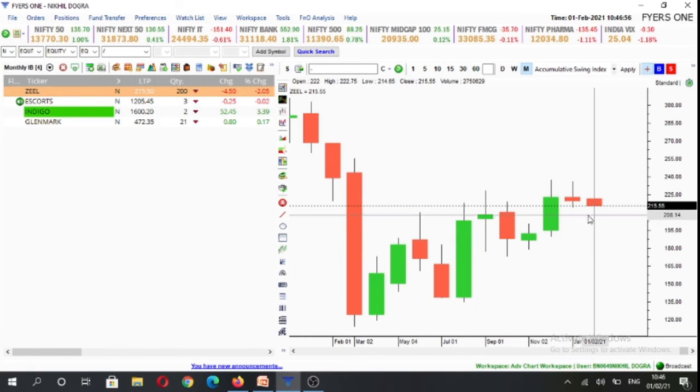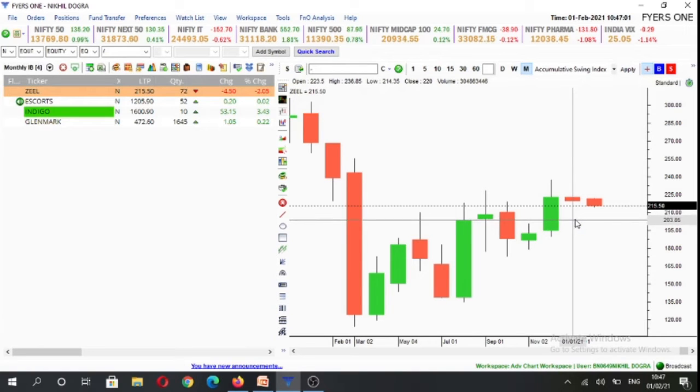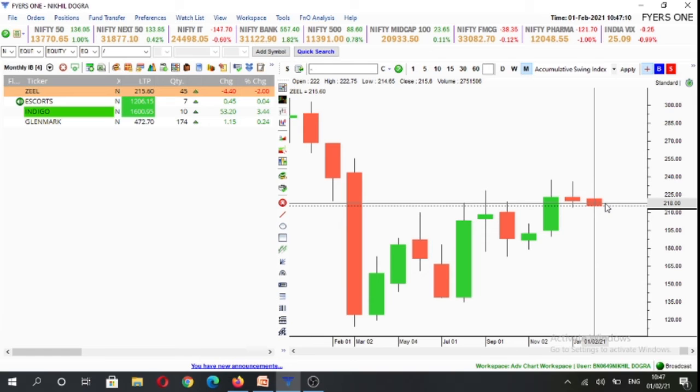Of course, aggressive traders can look for selling opportunity, but from a monthly perspective, we would be looking only for buying opportunities. So in Zeal, we look for buying opportunity only above 236.95 levels, else we'll not be looking to accumulate any deliveries in our demat account.